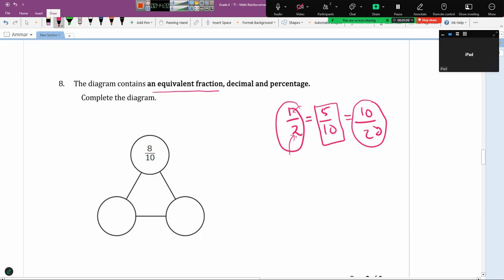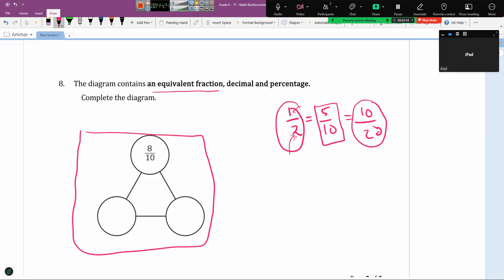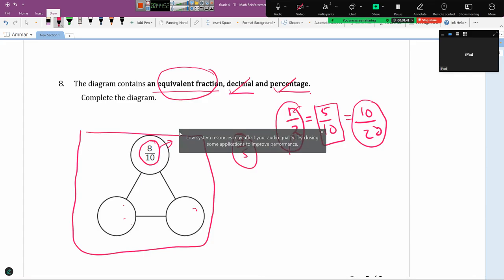Now here in this diagram, it contains an equivalent fraction, decimal and percentage, right? Now this is an equivalent fraction of 4 divided by 5, right? So this is also an equivalent fraction for this. But in the remaining 2 circles, we should have decimal and percentage. This is correct. So how can we do this?